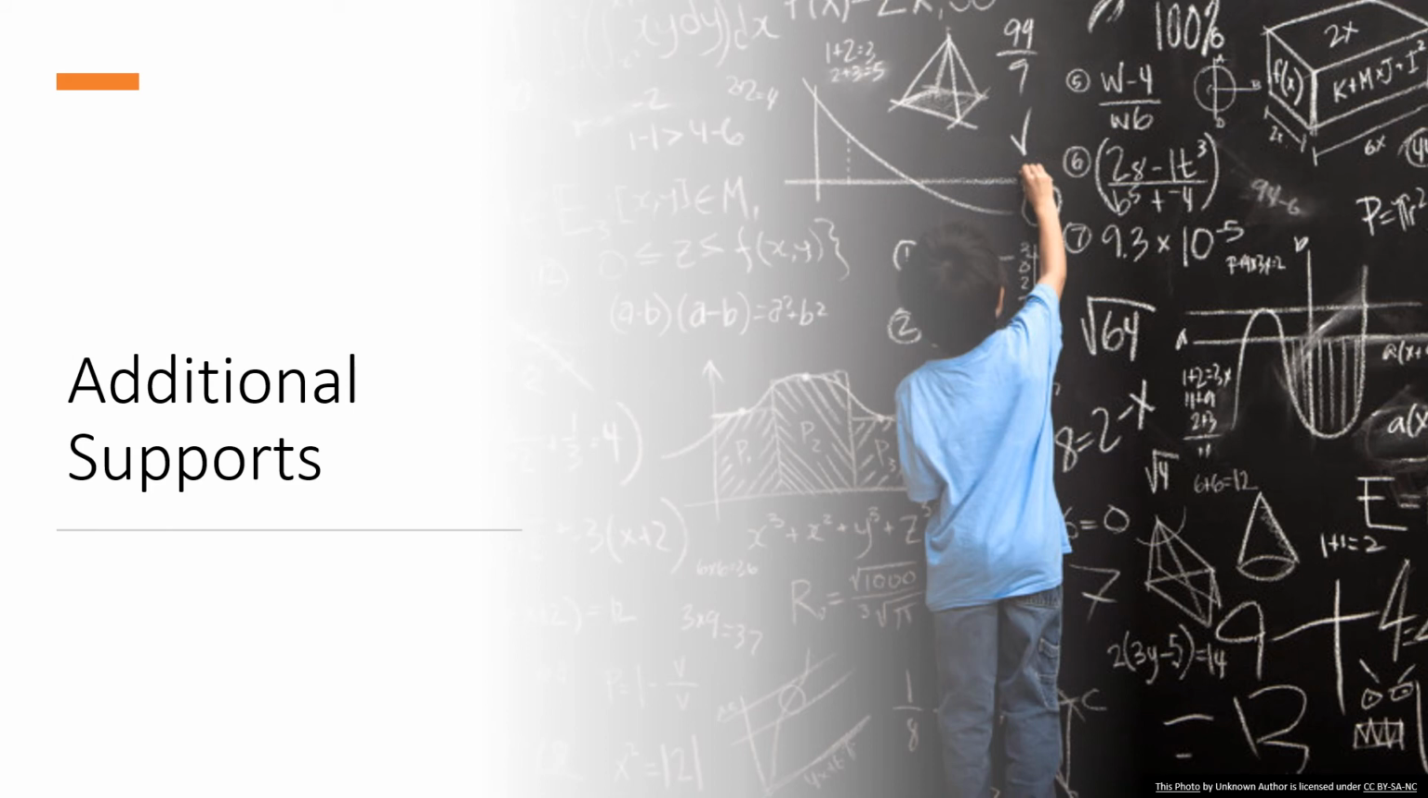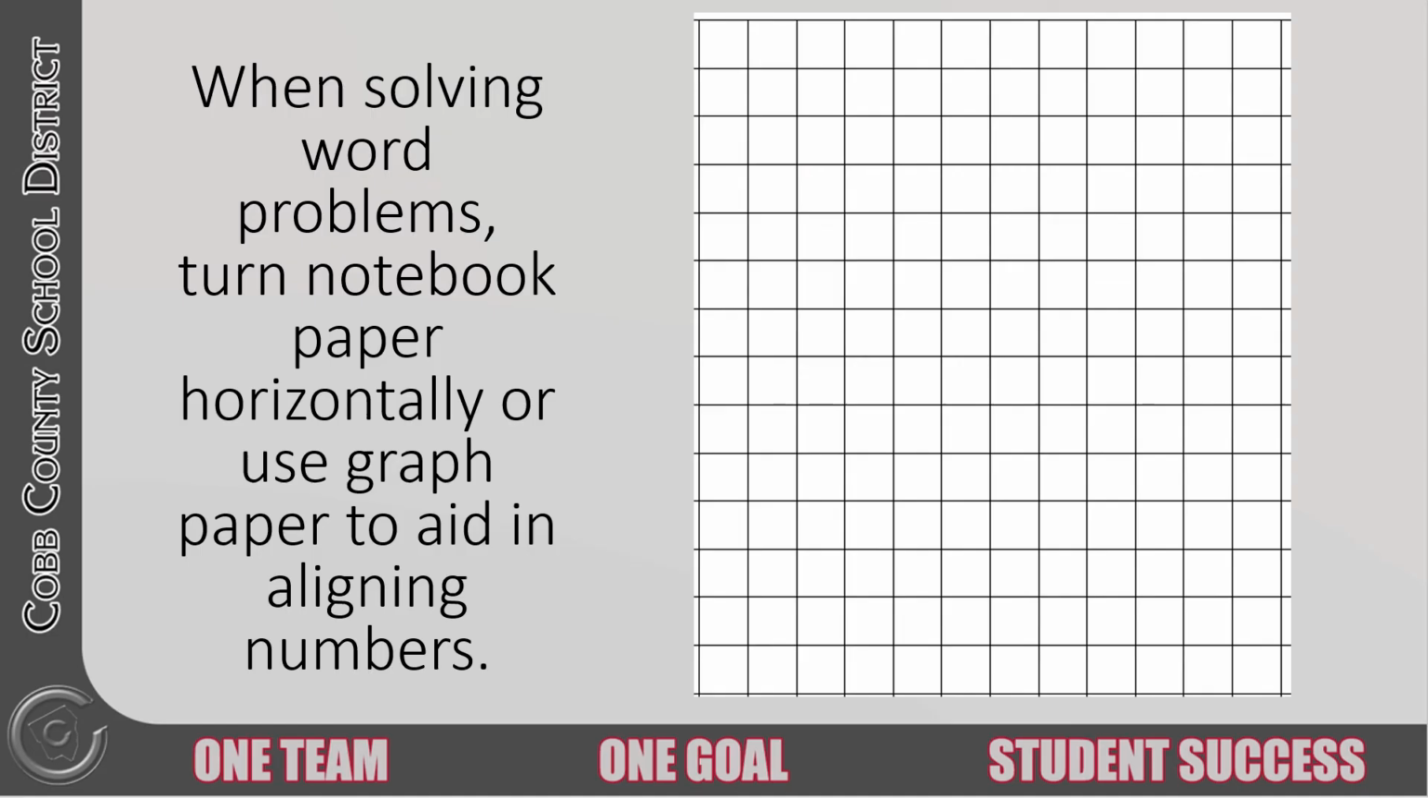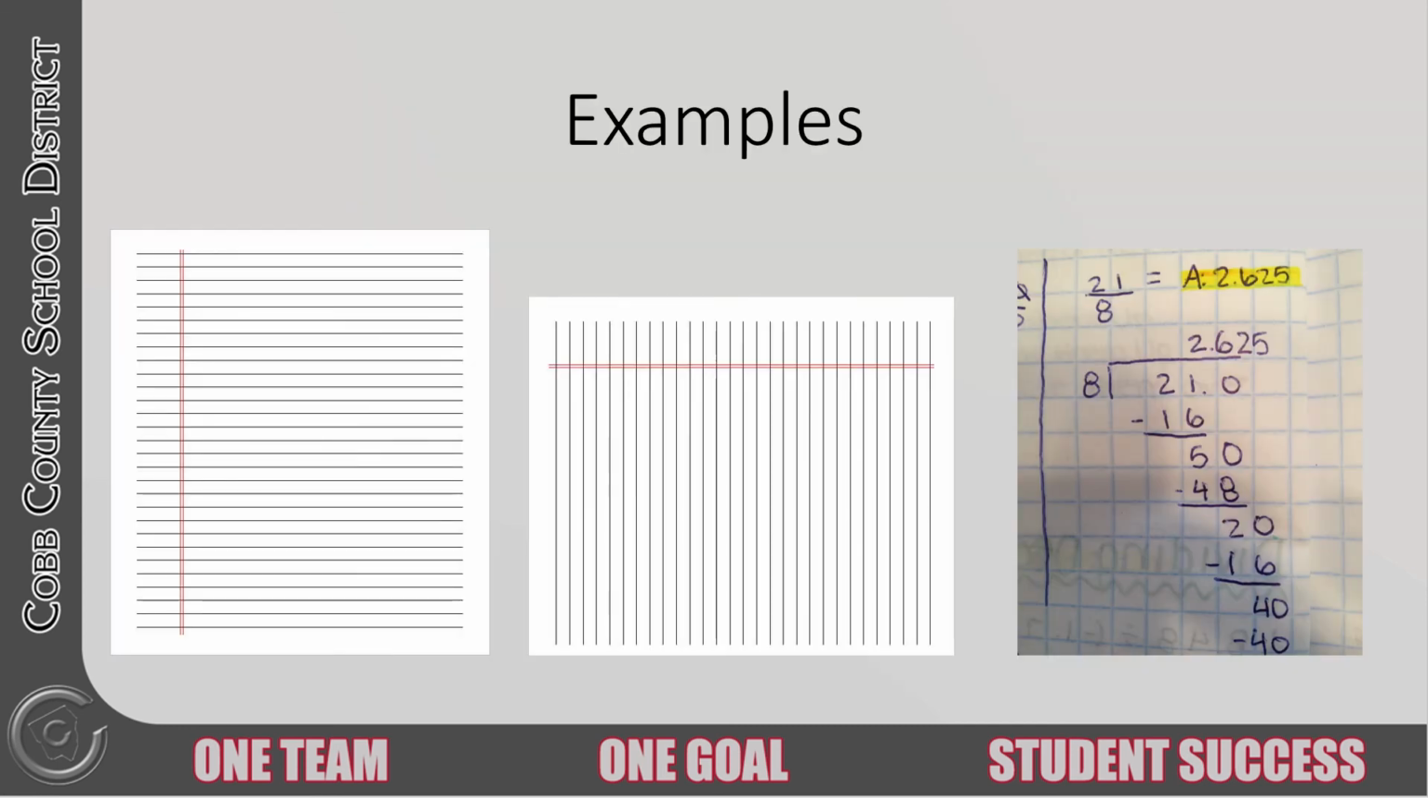Now that you have a few strategies to use at home, you can decide which one works best for your child. The next few slides are additional supports that may help you at home. When solving word problems, one tool you can use is to turn notebook paper horizontally or use graph paper to aid in aligning numbers. This helps with students who have a difficult time lining up numbers in the correct order or with handwriting concerns. Here is an example of the notebook paper turned and also an example of graph paper used to line up numbers.